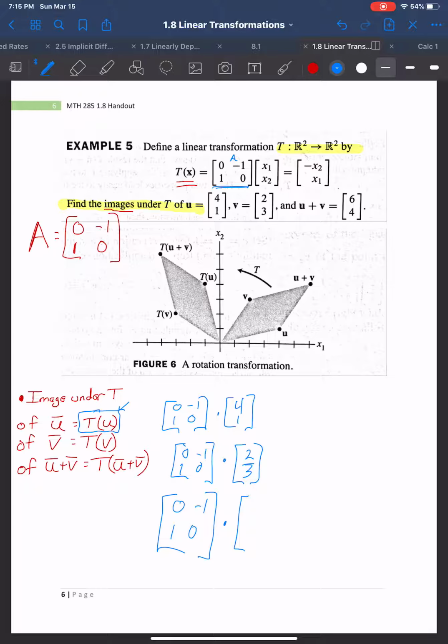Now u plus v is 4 plus 2 is 6, 1 plus 3 is 4. All right, you've got to be careful. If I rush too much, then I start making silly mistakes. All right, ready? So let's get to this result. If you go ahead and multiply these vectors by that matrix A, we're going to get -1, 4, -3, 2, and we're going to get -4, 6. All right, now come back to me.